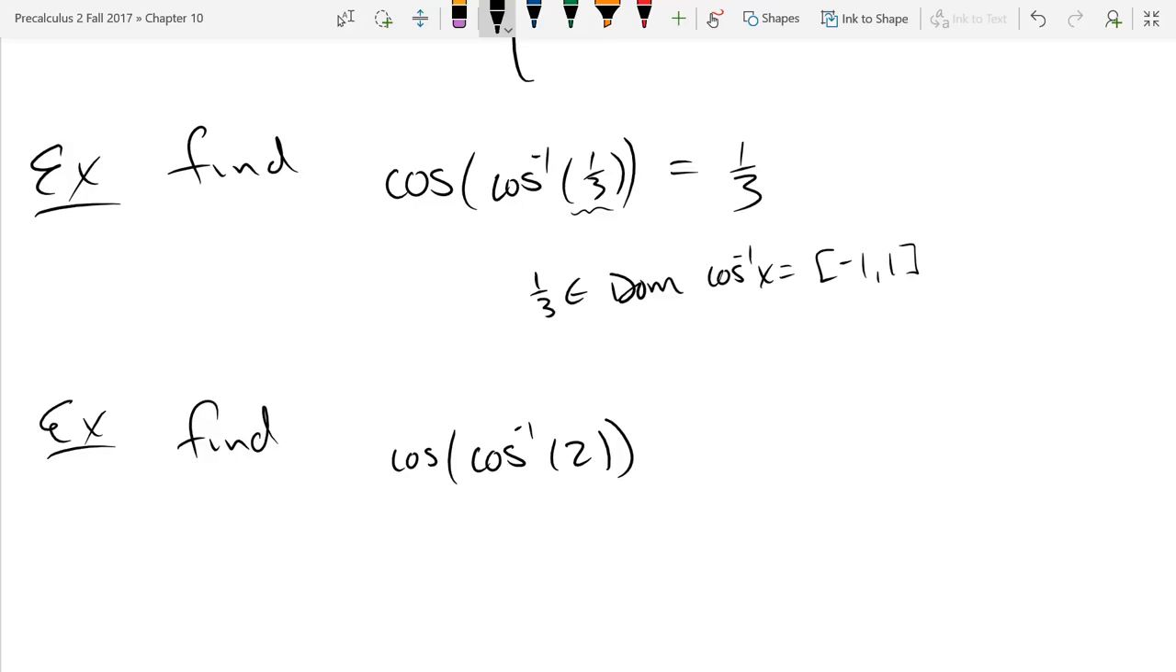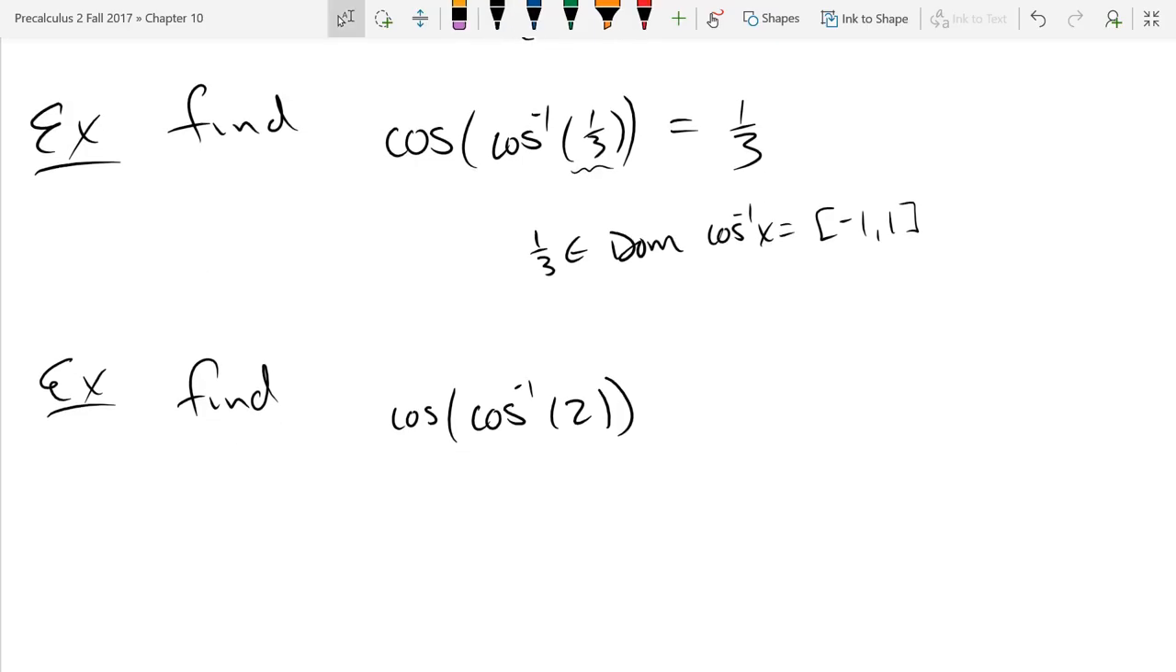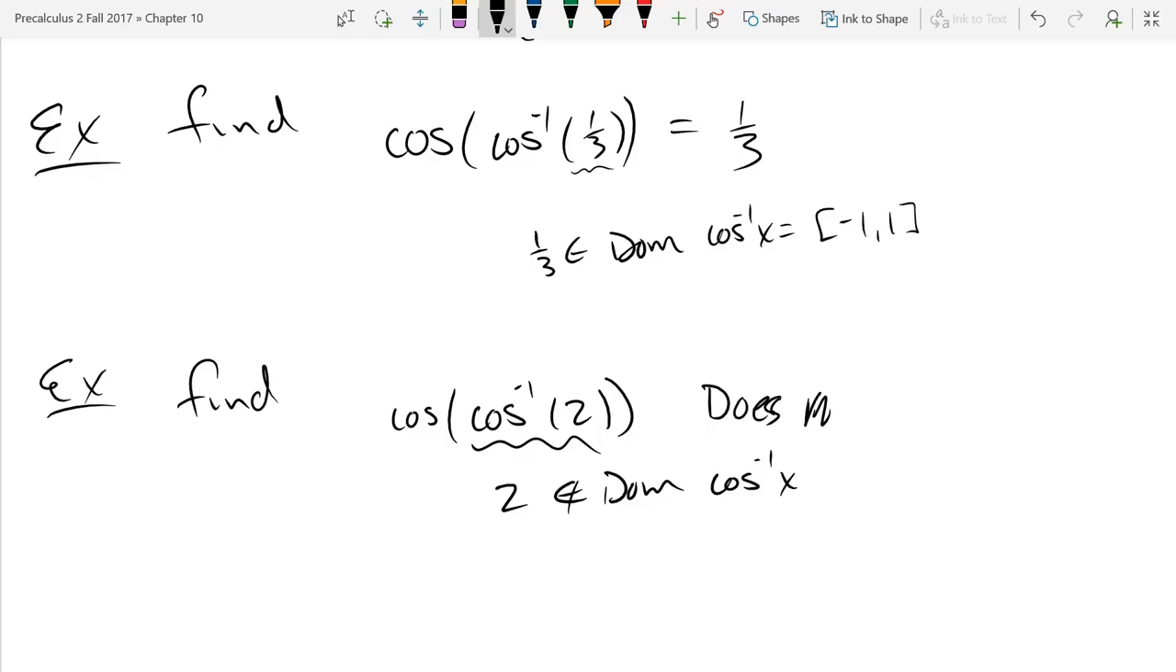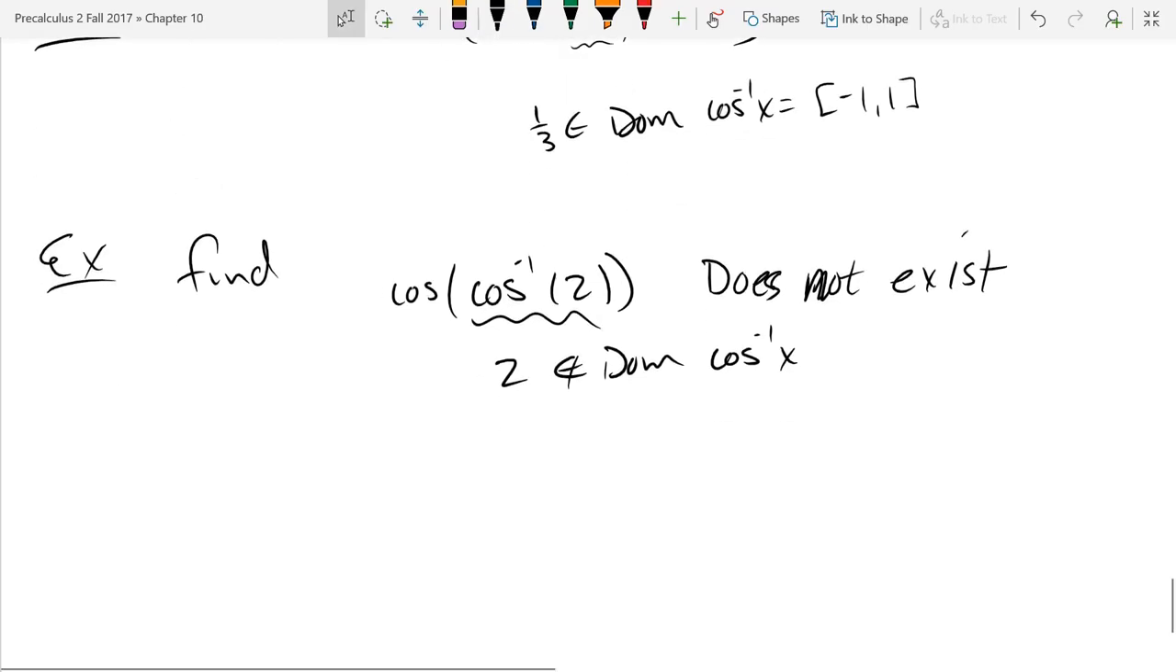So what is wrong with 2 as an input for cos inverse? Not in the domain. So 2 right here is not in the domain. So it's too big. So this is undefined, I guess we'd call it, or does not exist. That's a better term. So it does not exist. So now I'm going to compose them in the other order.